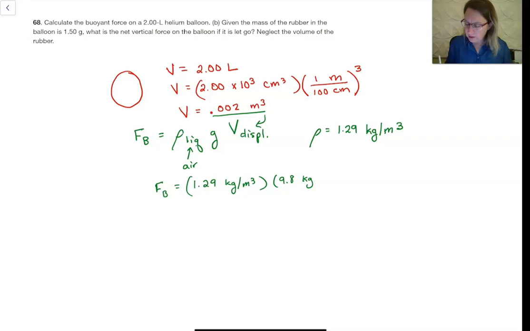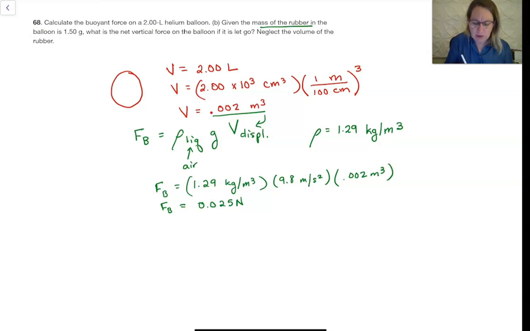And so the buoyant force just becomes 1.29 kilograms per meter cubed times 9.8 meters per second squared times the volume displaced, which is 0.002 meters cubed. And when I calculate that, this gives me 0.025 newtons, which seems pretty small. But balloons aren't heavy, so let's see how that compares to the force on the balloon if it's let go. That's really what it's asking.